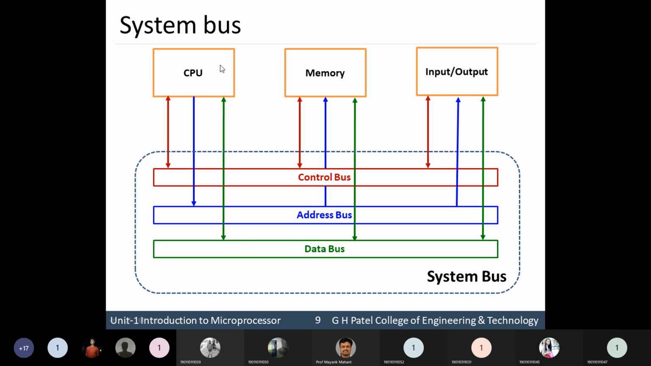Now the number of data lines is decided by the processing capability of your CPU. Suppose my CPU is an 8-bit microprocessor, then the number of data lines would be exactly 8. I think you understand that. If it is a 16-bit CPU, then 16 data lines. If it is a 32-bit CPU or 64-bit CPU, 64 data lines would be there running between CPU and memory. Am I clear?